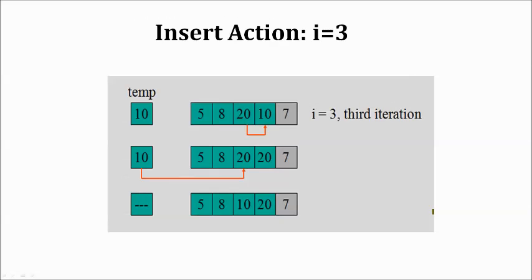Okay, next to compare is 20 and 10. Since 10 is less than 20, they have to swap. What about 8 and 5? Is 10 less than 8 and 5? No. So that's the correct position already. That's why the sorted value in the third iteration is 5, 8, 10, 20.